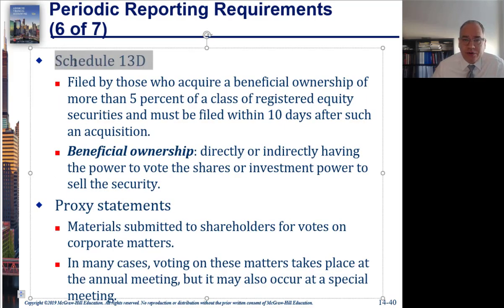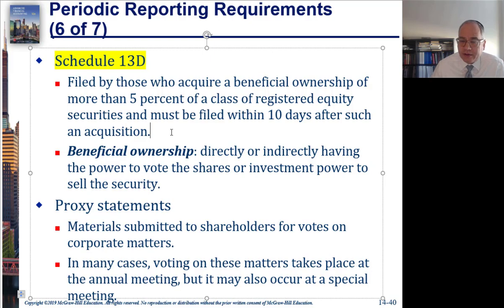Schedule D is pretty cool. If someone acquires a beneficial interest, 5% of the company's stock, the company needs to file a Form 13D. So it's interesting, if you have 4.99%, you don't need to file it, but once you break that 5% threshold, you need to file it. The purpose here is to know who's buying the stock and to signal people that there may be a takeover occurring.